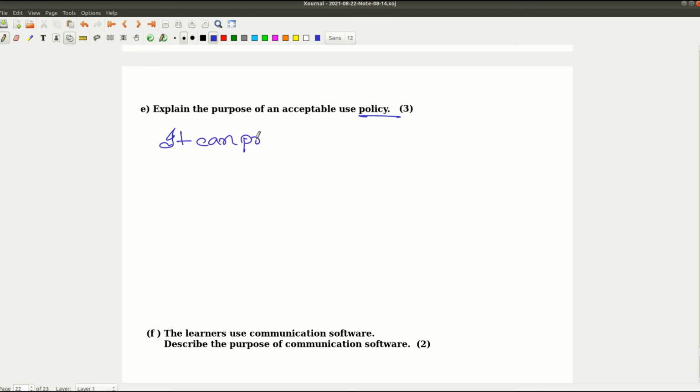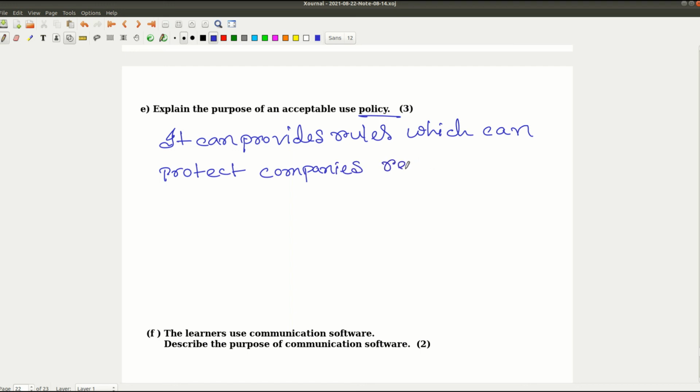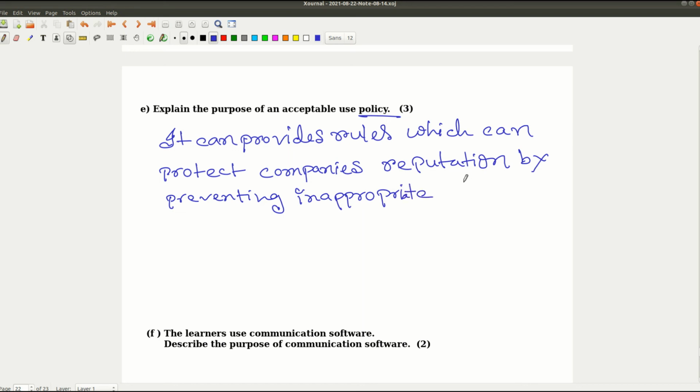So it can provide rules which can protect the company's reputation by preventing inappropriate action of their employees to avoid financial losses.